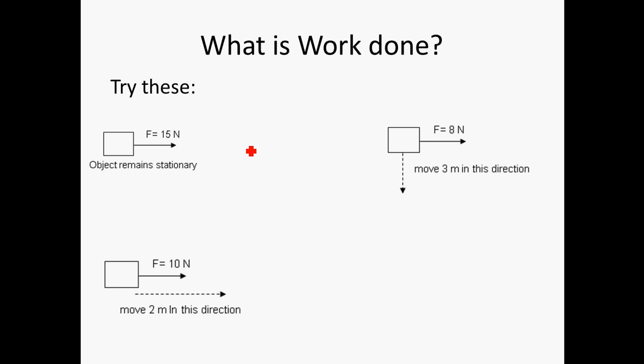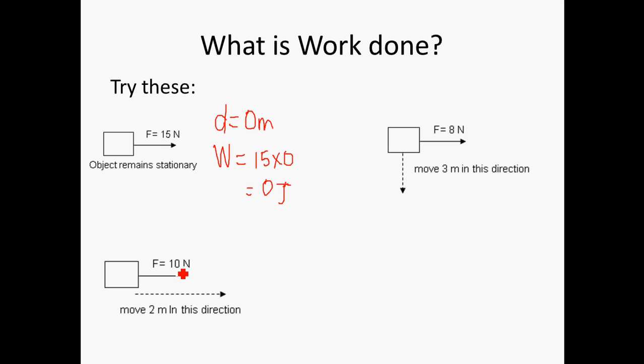In the first case, if the object remains stationary, is there any distance moved in the direction of the 15 Newton force? Obviously no. So straight away you know that the distance moved is 0 meters. If the distance moved is 0 meters, work done is equal to F times D, which is 15 times 0, which gives you 0 joules. Simple, nothing difficult about this. How about the second question?